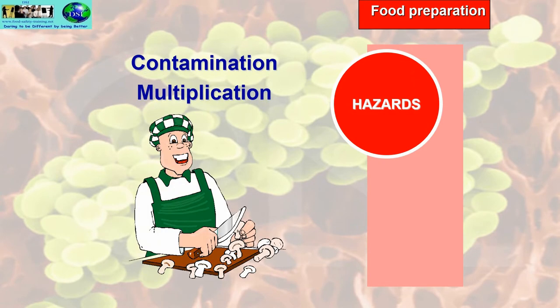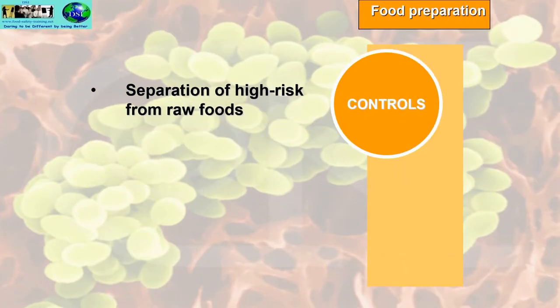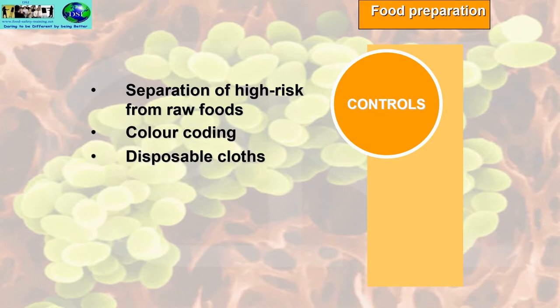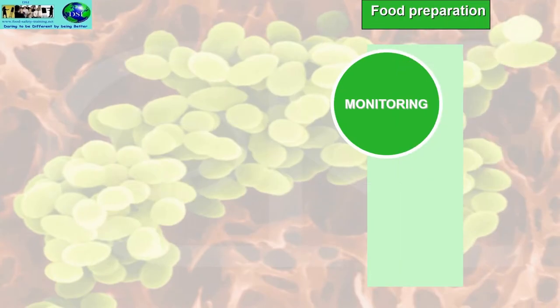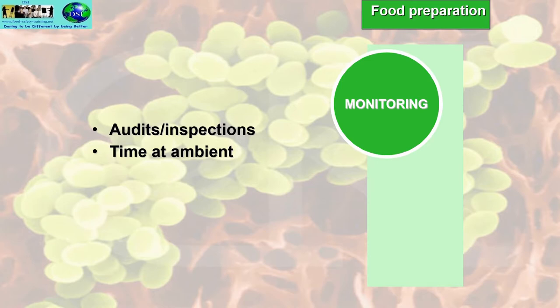Hazards from food preparation include contamination and multiplication. So the controls: separation of high risk from raw foods, ensure colour coding, disposable cloths, organisation and workflow, minimise time at ambient temperature, minimise quantities prepared. And monitoring will include audits and inspections as usual, time at ambient temperature, and the temperature of food.